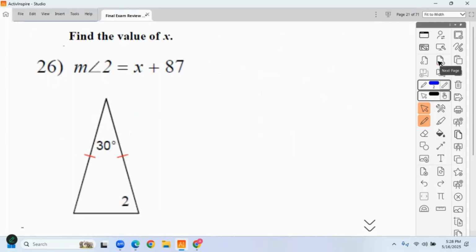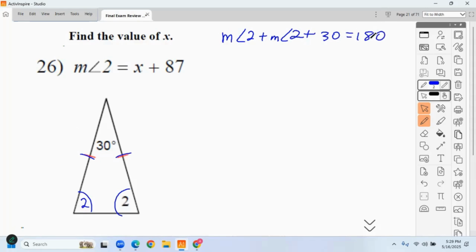This guy, check this out for number 26. Notice I have these two sides congruent. Therefore, these angles here are going to be congruent. So let's go ahead and see what we got. 1, 2, 3 of these. So measure of angle 2 plus the measure of angle 2 plus 30. That's going to be equal to 180.